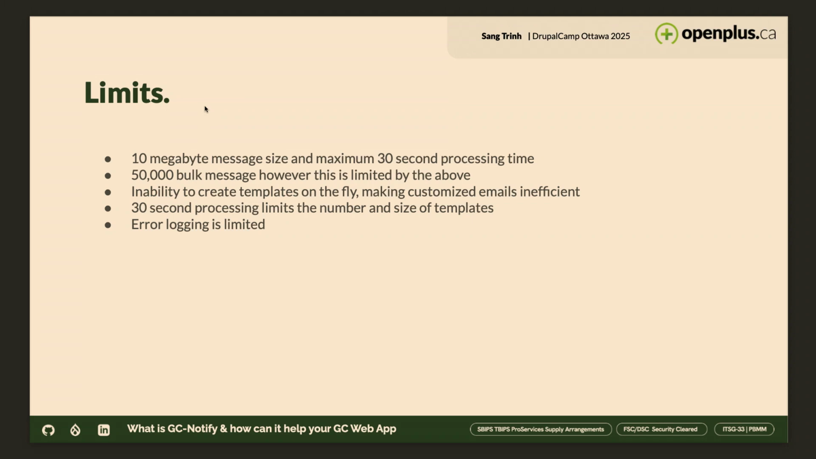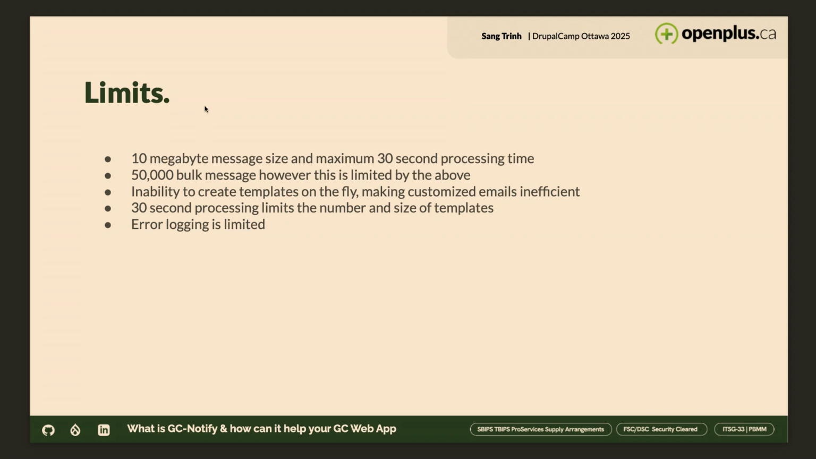The third point is the inability to create those templates on the fly. As I mentioned, GC Notify provides the ability to create a template through their system, but you can only specify a template to use. You cannot create one on the fly. So if, for example, we had a recall for enoki mushrooms, and that recall message for our immediate users is always the same: there's an enoki mushroom recall, here's the title of it, it affects Ontario and Quebec, and it's a food recall, right?